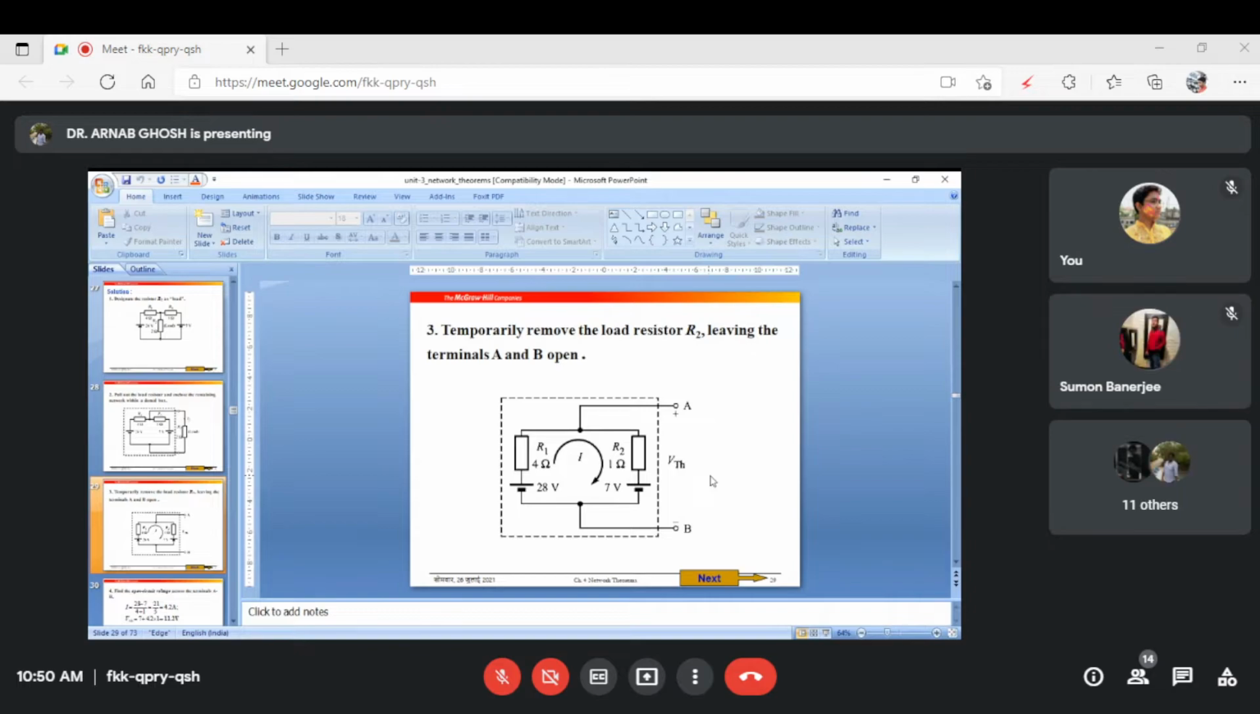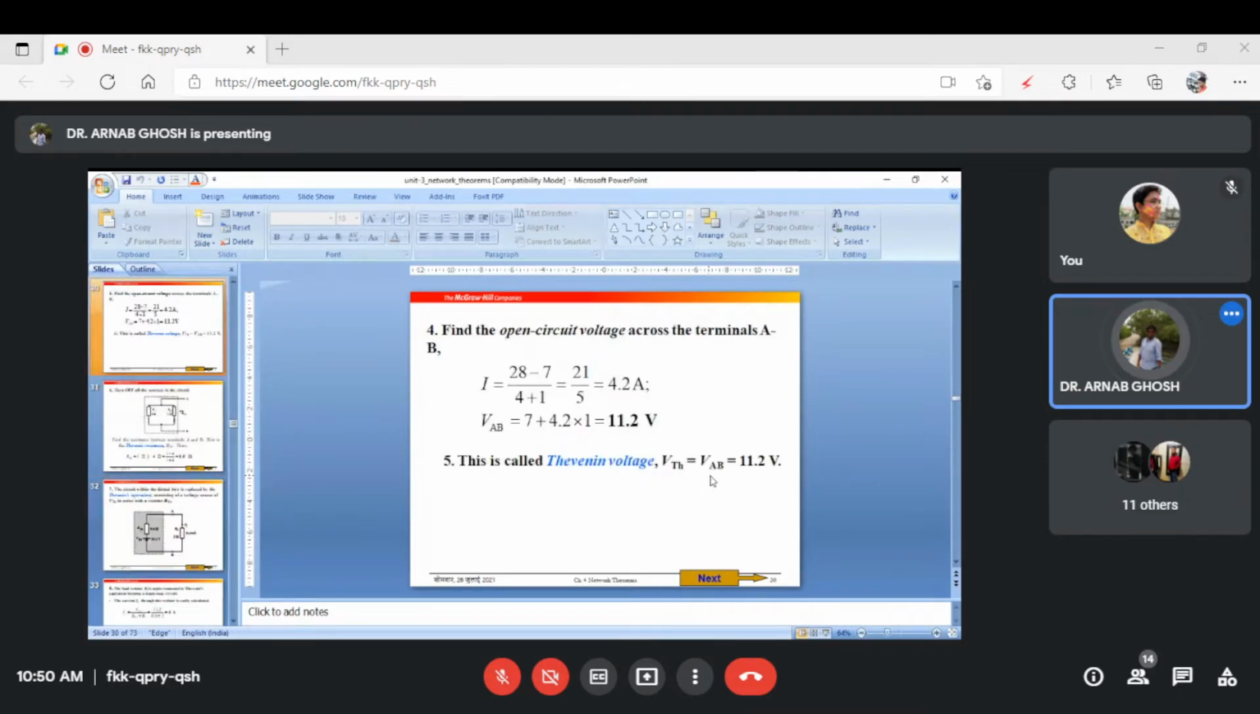Yes, sir. So you are having two resistances, 4 ohm and 1 ohm. You are having two voltage sources, 28 volt and 7 volt. We are removing the load resistance and we are considering the voltage across A and B as VTH. So now we will calculate the open circuit voltage.